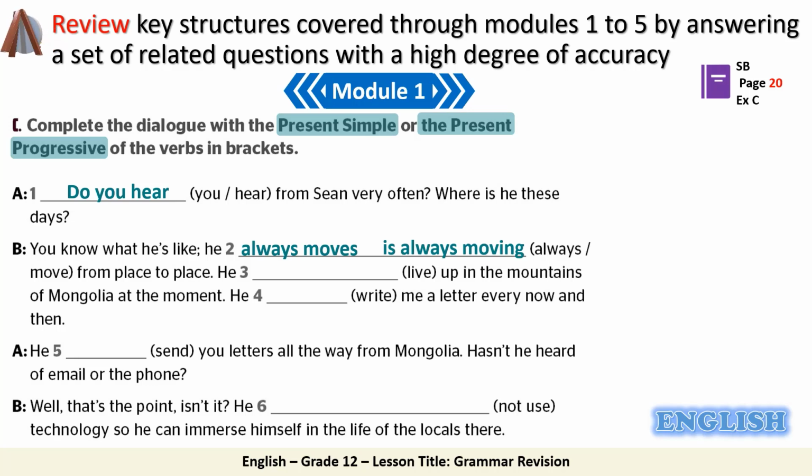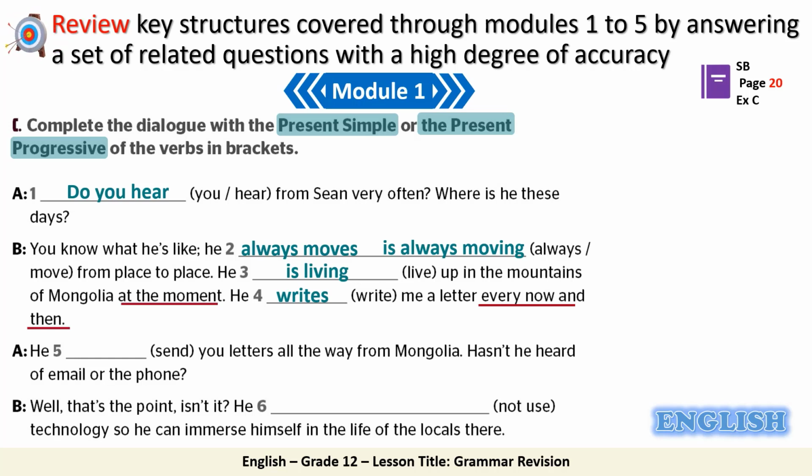Then space number 3, and the correct answer is living, because the action is happening at the moment of speaking, and this is marked by the use of the time expression at the moment. After that, space number 4, and the correct answer is writes, because the phrase every now and then tell us that the speaker is referring to a habitual action.